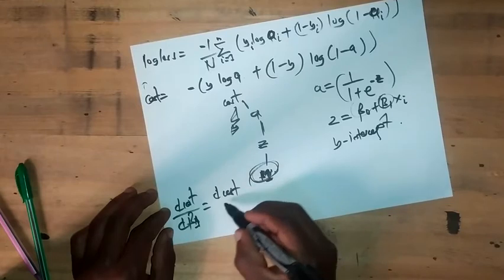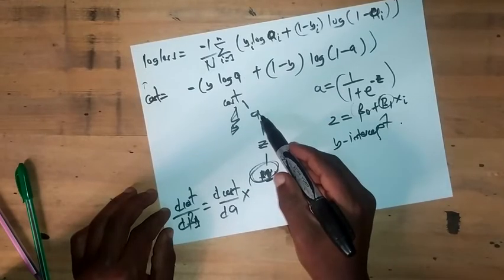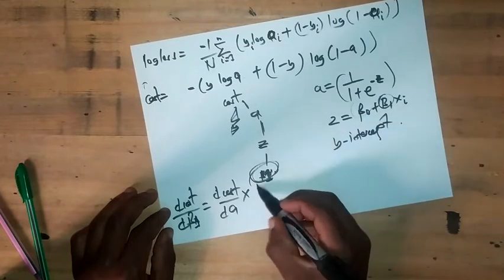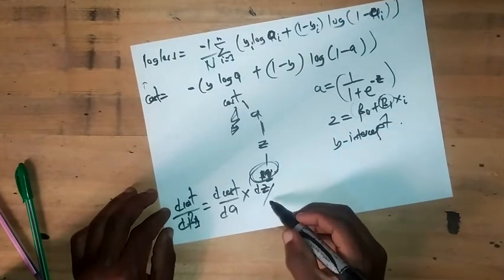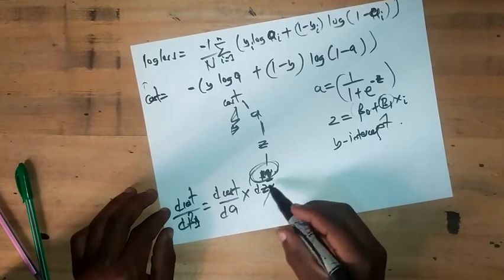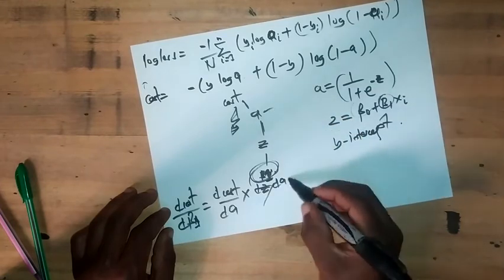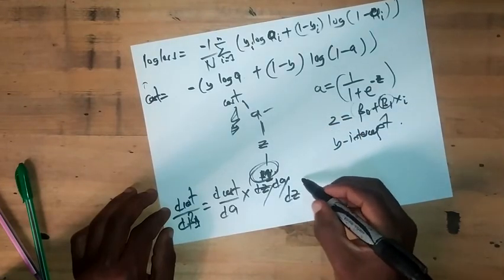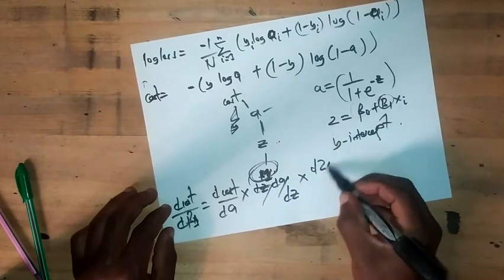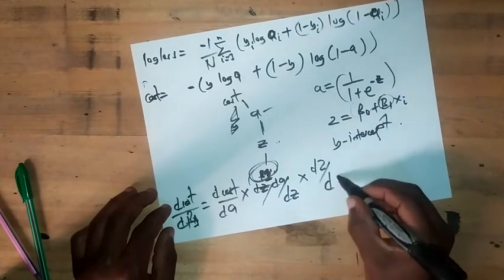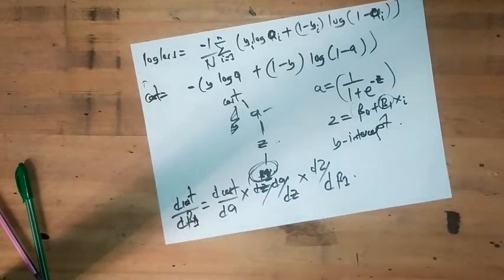Let's say we start with beta 1, the slope. The derivative of the cost with respect to beta 1 equals the derivative of cost with respect to a, multiplied by the derivative of a with respect to z, our sigmoid function, multiplied by the derivative of z with respect to beta 1, which is the final thing we want to find.